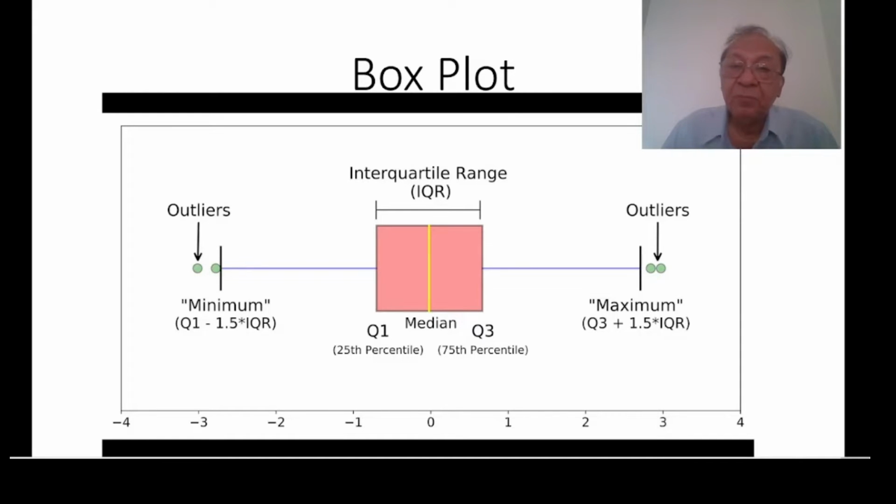So 4 plus 1.5 into 2, and on this side 2 minus 1.5 into 2. So that will give us the maximum and minimum. Now if any person replies beyond this range, he will be in the category of outliers.